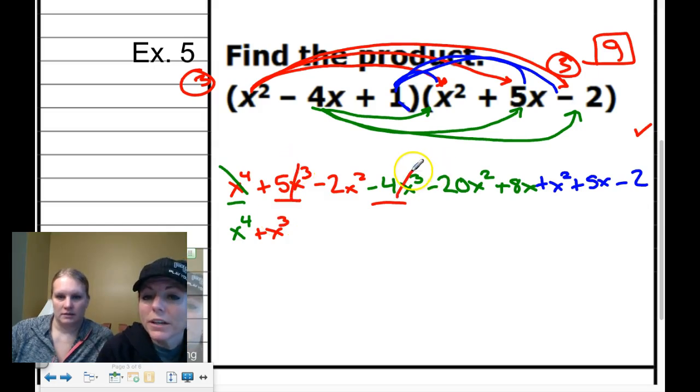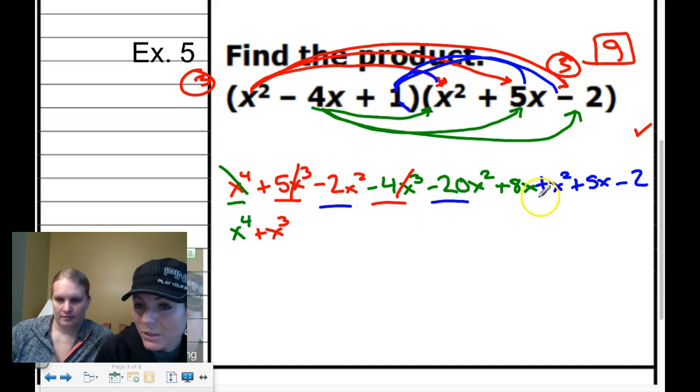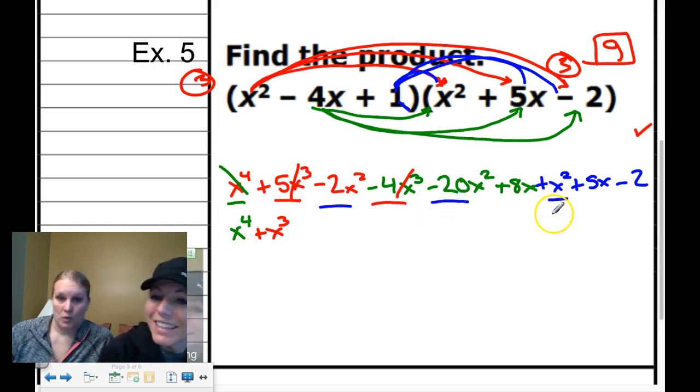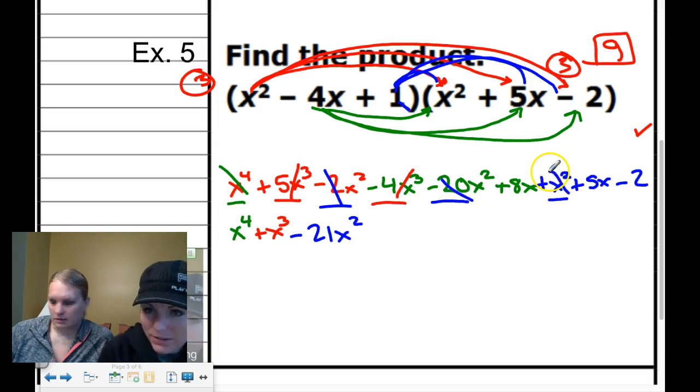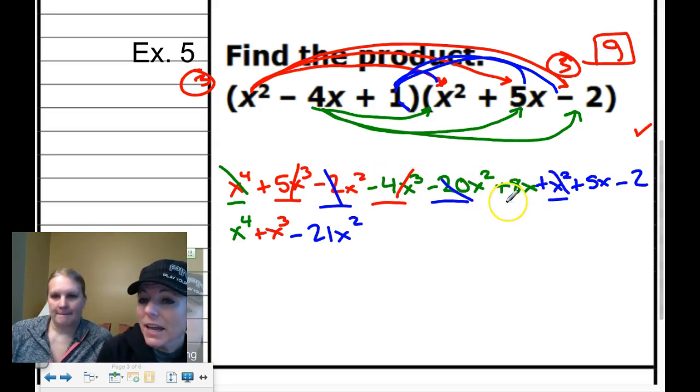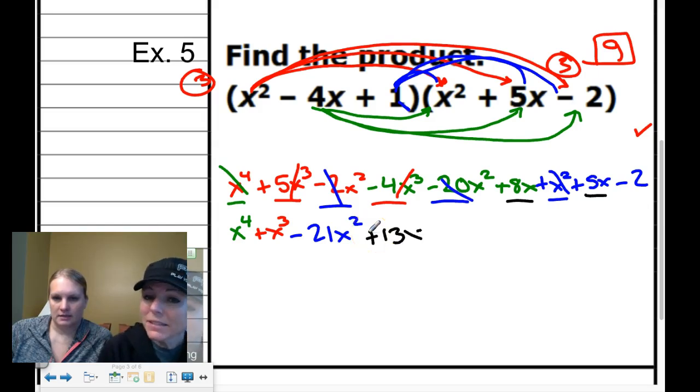x squared. We have -2x squared. We have -20x squared. And we have x squared. So -2 minus 20 is -22 plus 1 is -21x squared. Cross and cross and cross. And then you have an 8x and a 5x, which is 13x minus 2.